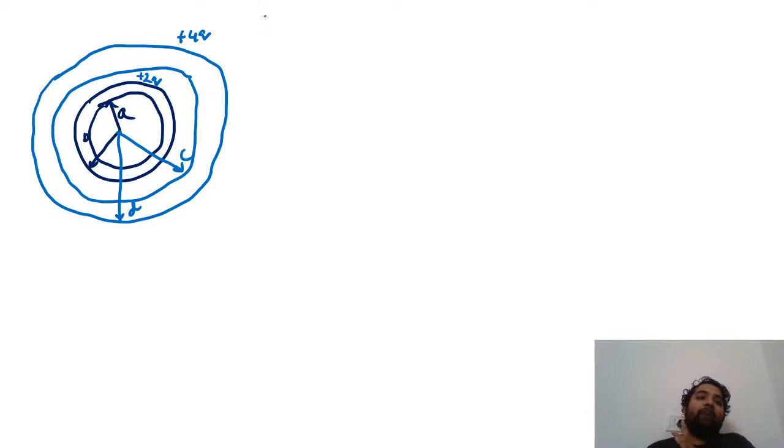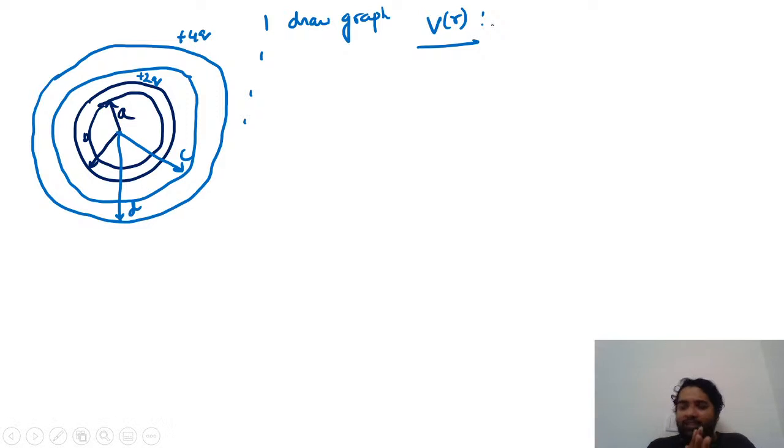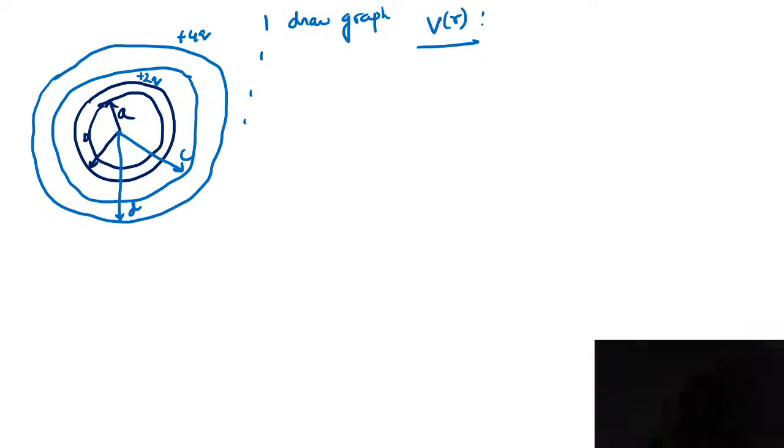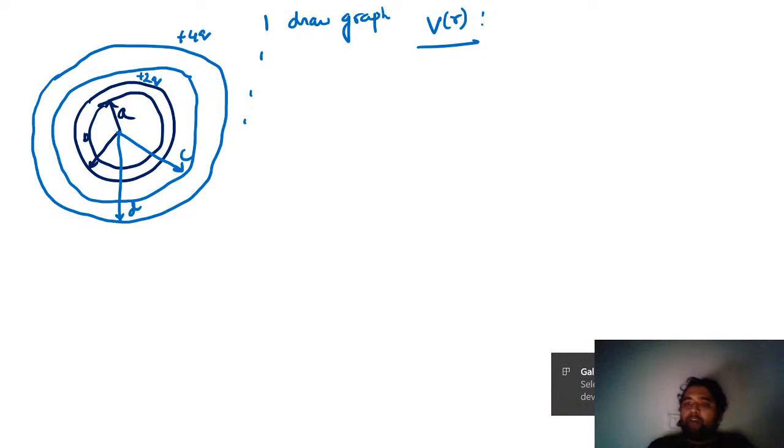Now we will start finding potential as we go through the entire journey. Now draw a graph of potential as a function of R. V as a function of R. I want you guys to understand this. I'm going to solve this, guys. You can solve it again on your own. If you want to solve it on your own, pause this and you can solve it. Otherwise, I'm going to explain this to you guys.